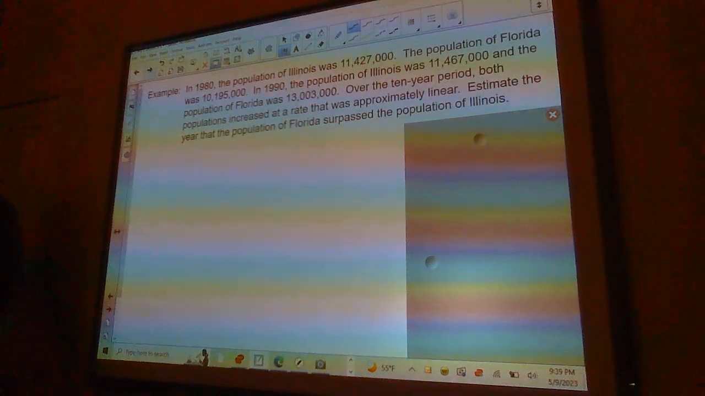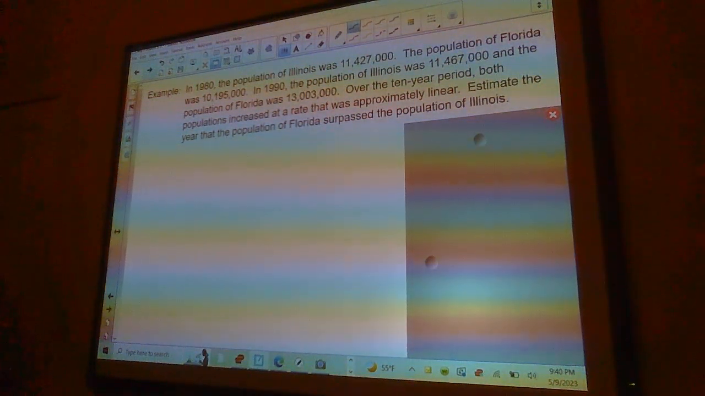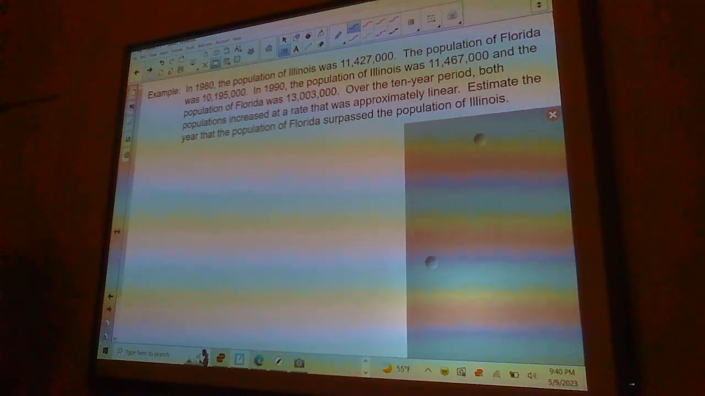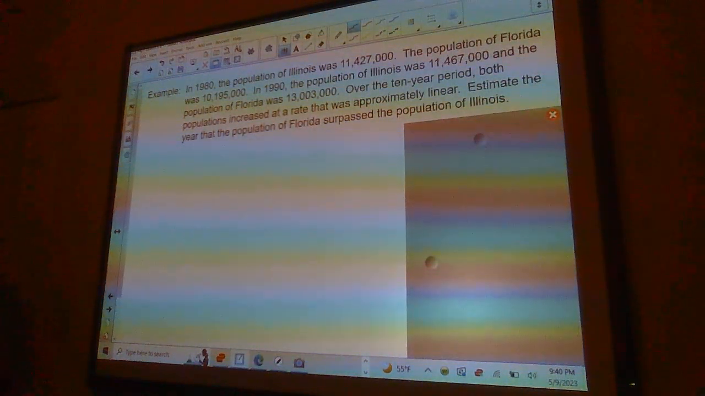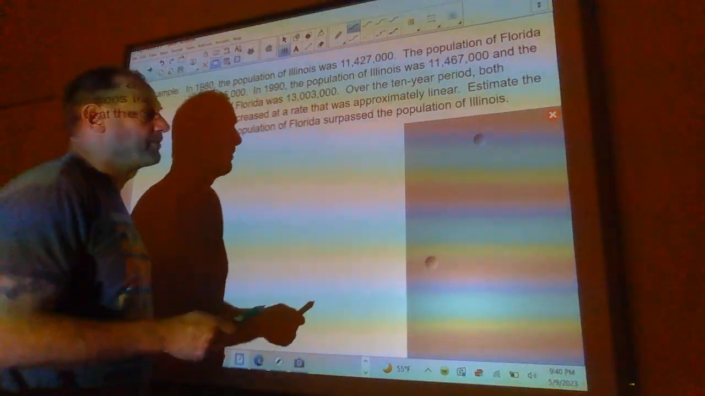Okay, in 1980, the population of Illinois was 11,427,000. The population of Florida was 10,195,000. By 1990, the population of Illinois was 11,467,000, so it increased 40,000. The population of Florida was now 13,003,000. Over the 10-year period, both populations increased at a rate that was approximately linear. Estimate the year that the population of Florida passed the population of Illinois. Okay, this is definitely a graphing type problem.